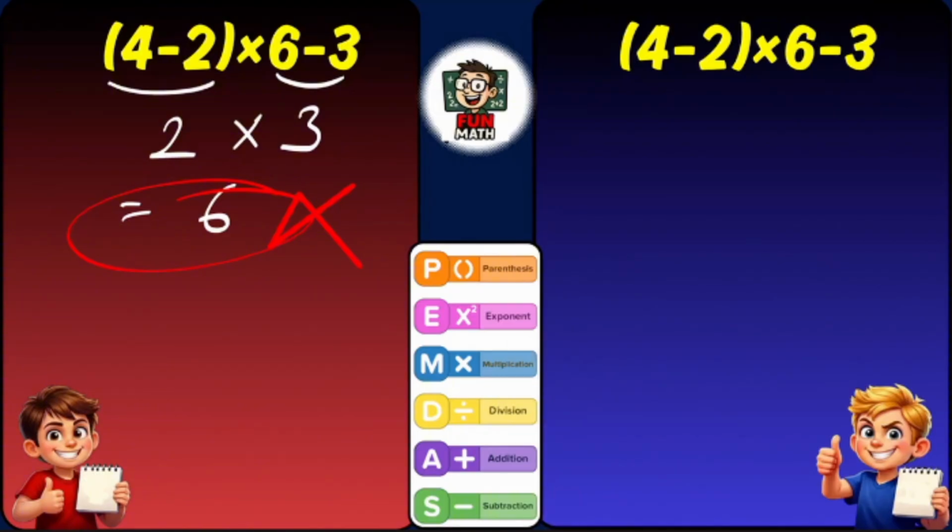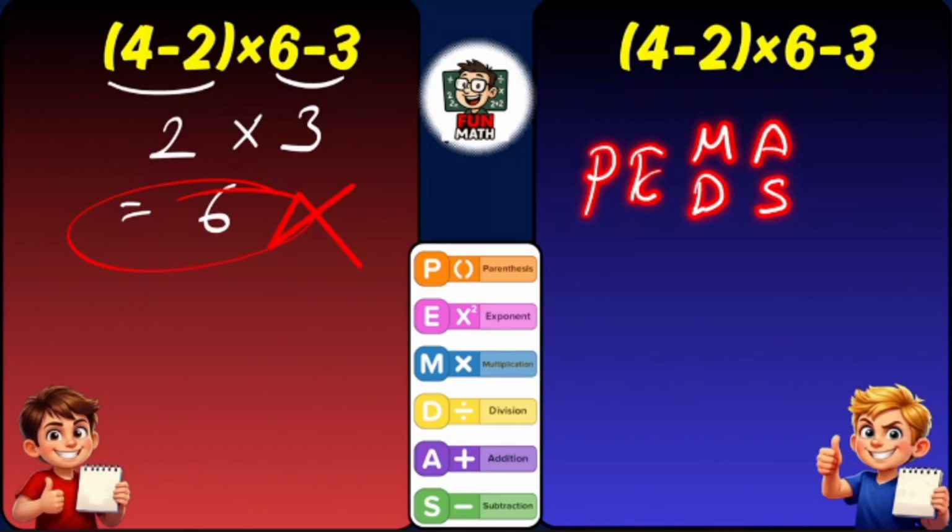Okay, repeat. Parenthesis. Exponent. Multiplication and division, in order from left to right. Addition and subtraction, in order from left to right. Okay: parenthesis, exponent, multiplication and division, addition and subtraction.